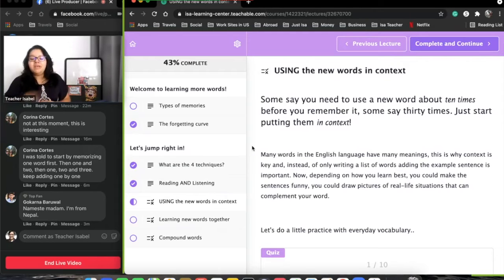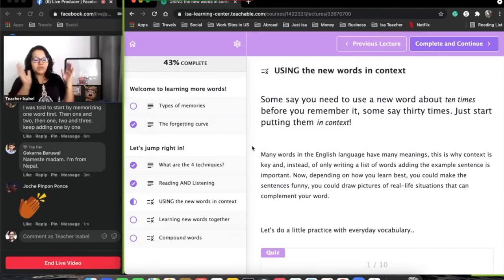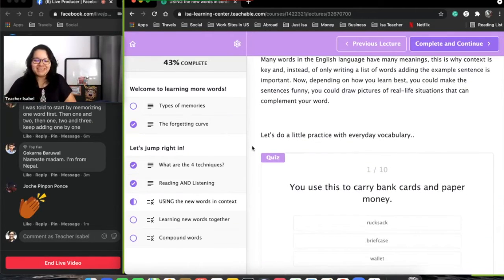Like I said before, some researchers and scientists say that you should look at the word or see a new word 10 times, and some people say 30 times. Again, honestly, just use it. Just use the new words. Sorry, I got a little excited there.